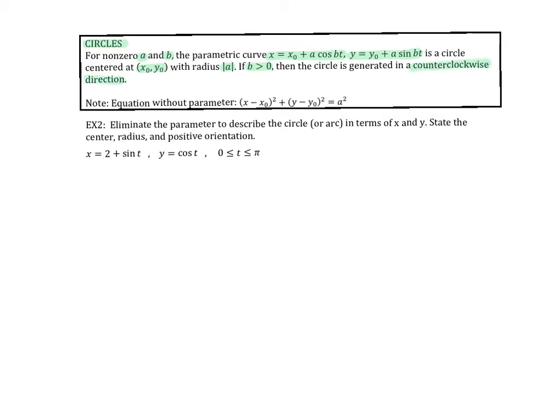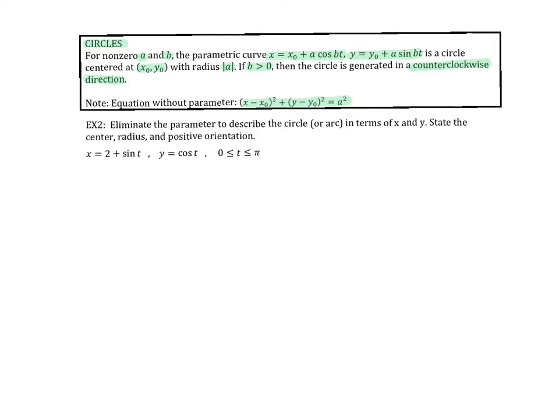counterclockwise direction. Now, if I were to eliminate the parameter t, then the equation without t would be x minus x sub 0 squared plus y minus y sub 0 squared equal to a squared. So that's just the general equation of a circle with just x and y in it.